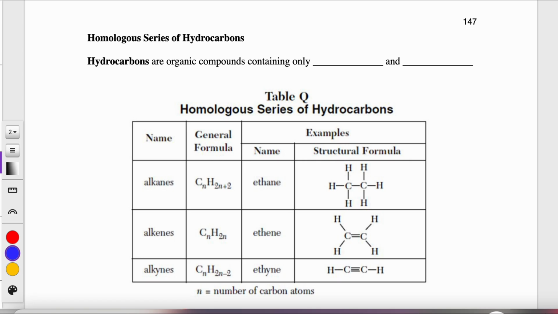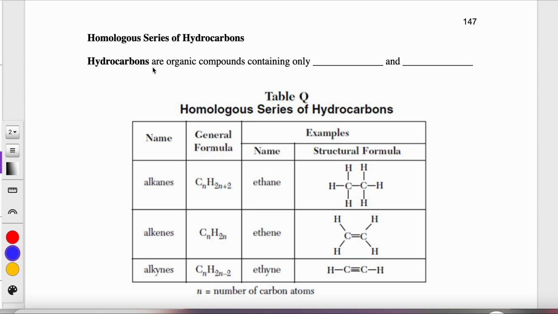Very, very familiar with are three tables in your reference tables P, Q, and R. These are huge helps for the organic that we need to learn and master this year in chemistry. So we build everything off of the three simplest homologous series of hydrocarbons. So homologous means that every molecule within that series changes by the same factor.